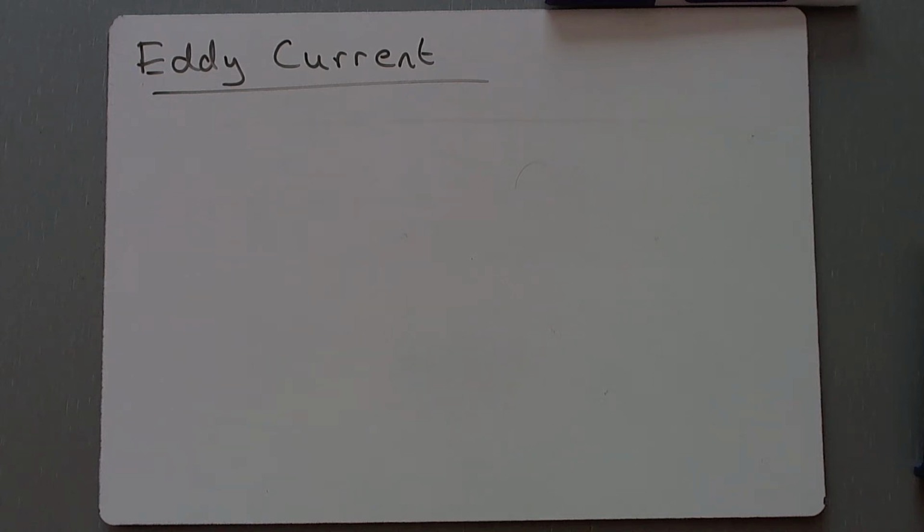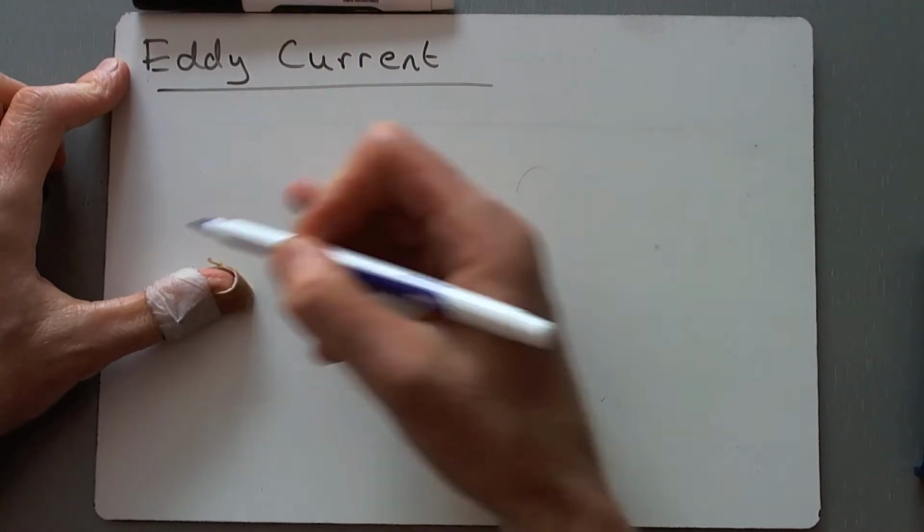Welcome back. This is the second part to a couple of videos relating to an Access to Science course on electromagnetism, and we're going to look at eddy currents and eddy current losses, whatever the heck they are. All right, so maybe first of all, what do we mean by an eddy?